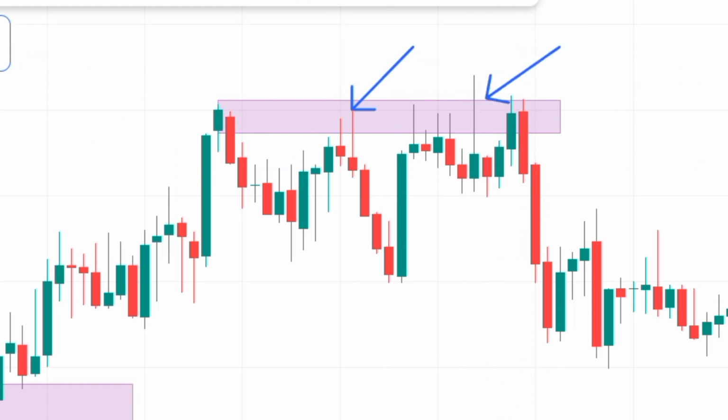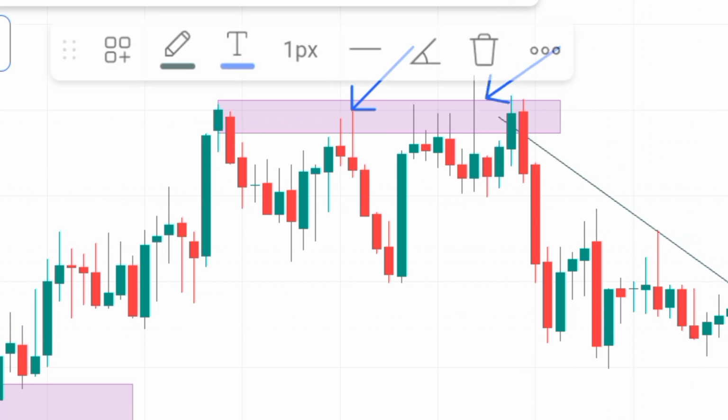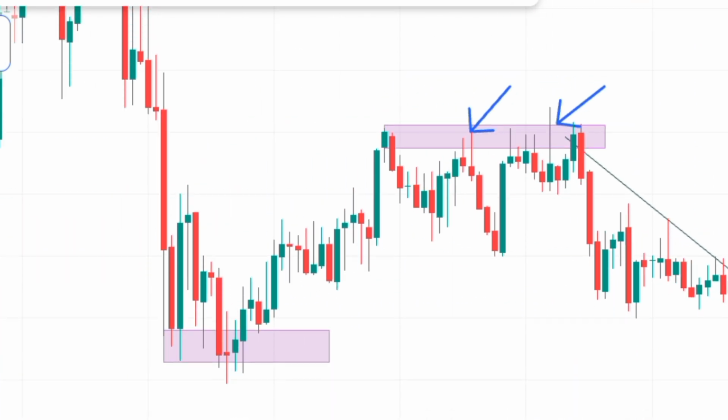So now that one becomes our resistance level, okay? The level where the price rejects and moves down. You can see that after rejecting that zone very many times, it finally moved down, right? So now that one becomes a very good resistance level, guys, okay?